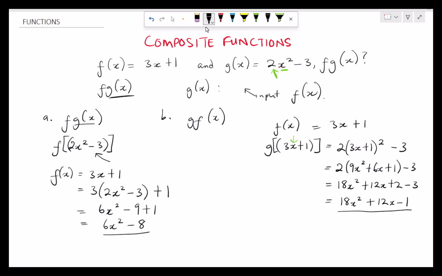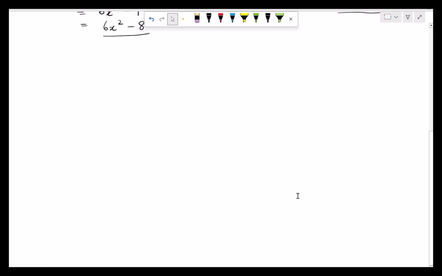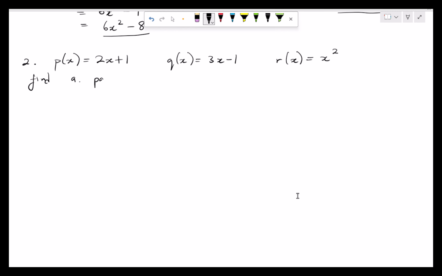I will do a few more examples so that you thoroughly understand the concept. So we're going to do number 2, where we are given p of x is equal to 2x plus 1, q of x is equal to 3x minus 1, r of x is equal to x squared. We are asked to find part A, PQ, part B, PQ of 2, part C, PR, and then part D, RP of 1.